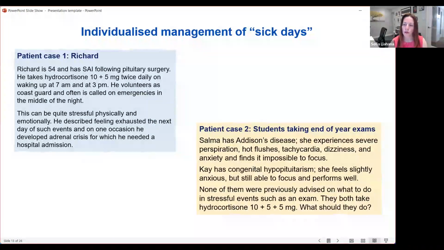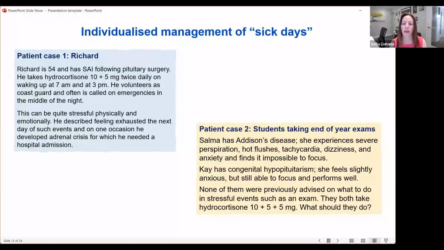Now, these are two students. So Salma has Addison's disease. So this is a primary adrenal insufficiency due to adrenal failure. And she tells me she experiences severe perspiration, hot flashes, tachycardia, dizziness, and anxiety. And she finds it impossible to focus during her exams. So she's not doing really well in her exams because of the stress caused. And the next day, she also feels exhausted.